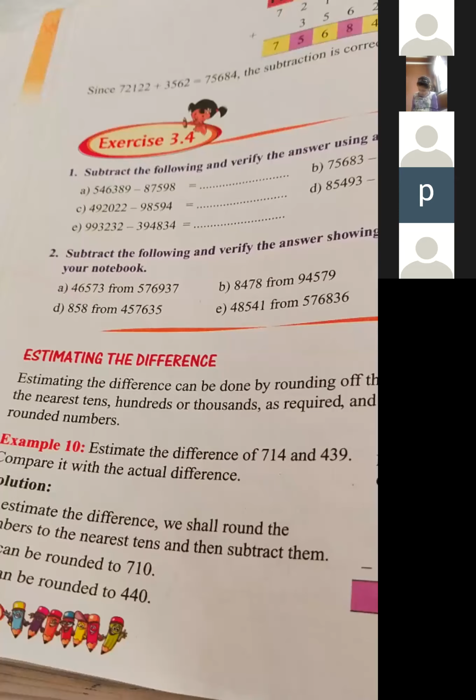Okay. Now, how to check the answer, Rihat? Yes, Rihat, how to check the answer? Verify means check only. Verify means check only.